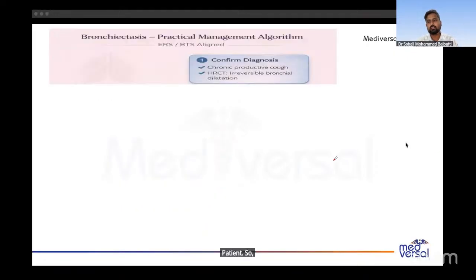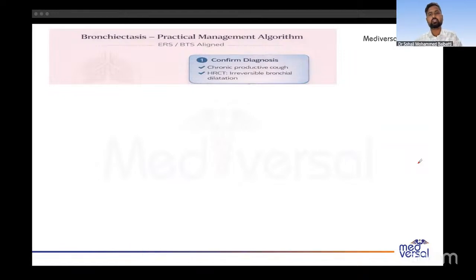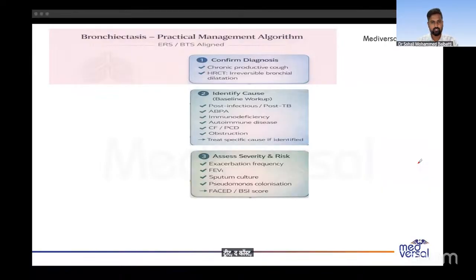So coming to the overall treatment aspect. First, you have to confirm the diagnosis by chronic productive cough, recurrent exacerbation, and HRCT showing irreversible bronchial dilatation. Then you should go for a baseline workup, for causes which can be post-infectious, post-TB, ABPA, immunodeficiency, or autoimmune diseases, or certain congenital causes like cystic fibrosis and primary ciliary dyskinesia. If you find a cause, treat the cause.